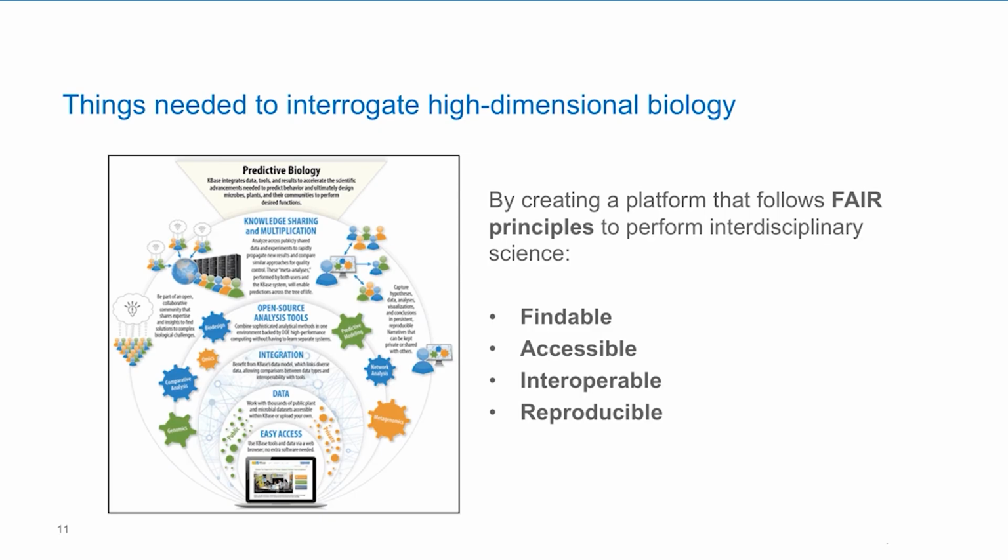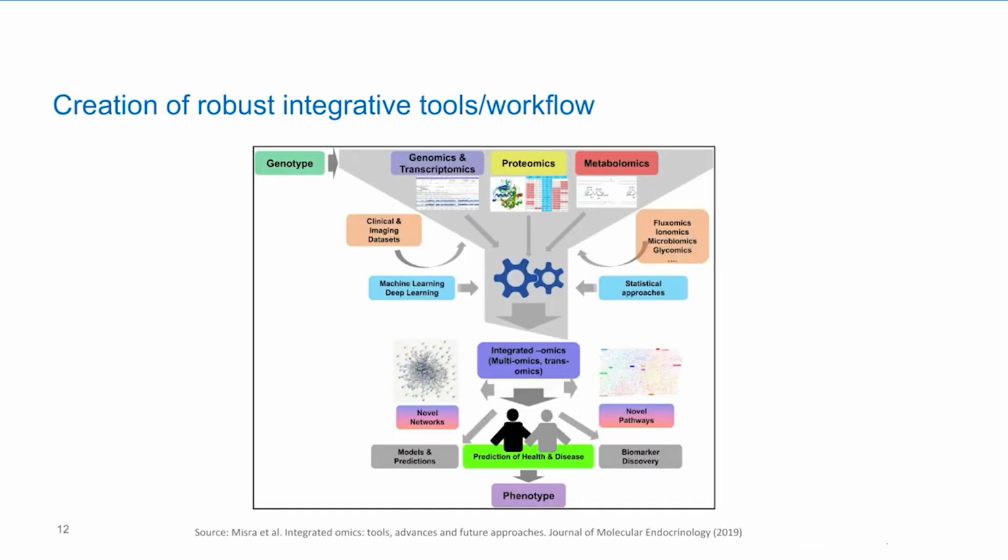First and foremost is the requirement of a platform that can perform such interdisciplinary science adhering to FAIR principles. Once we have a platform in place, our next task is to build a robust integration system or a workflow. This should comprise various state-of-the-art statistical and machine learning tools so that we can ingest and analyze various forms of omics data of any dimensions, either in a singular manner or integrated, to bring out predictions, pathways, networks, biomarkers that can reach us closer to our goal of phenotypic understanding.